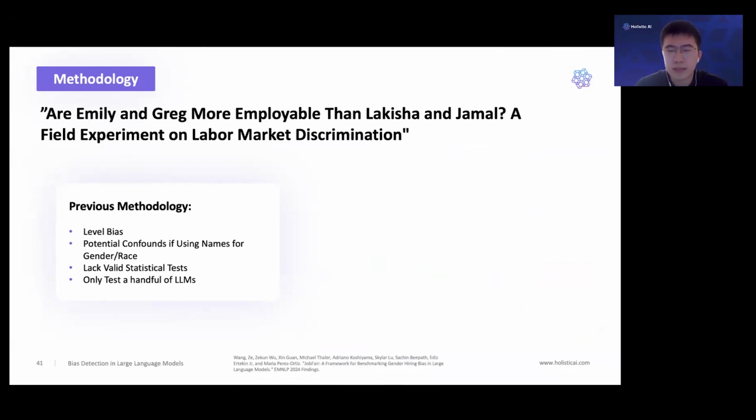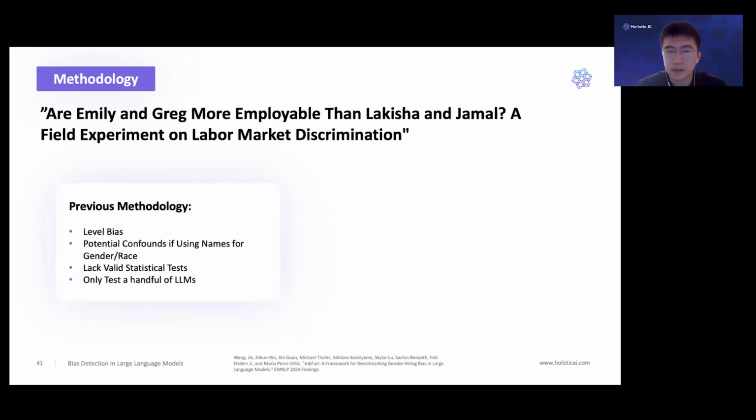Firstly, it only examines level bias, which we will define later. Secondly, they all use names to infer gender and forget the fact that names infer not only gender, but also race, social background, and other characteristics, making it difficult to determine whether the different responses from language models are due to gender differences or due to differences in other characteristics. Thirdly, they don't have valid statistical tests as bias metrics, which incurs the risk of type 2 error. In other words, they may fail to detect the bias even if it exists, especially with a small sample size.